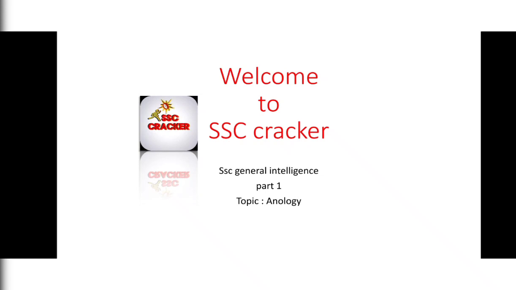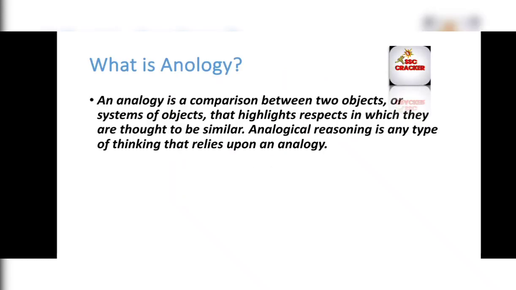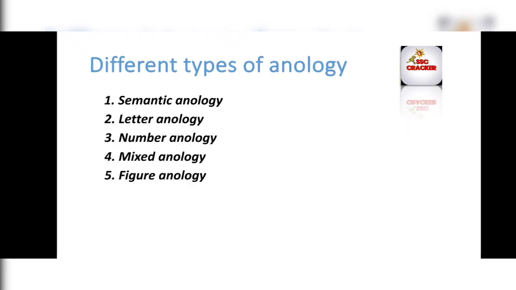Then here we go. An analogy is a comparison between two objects or systems of objects that highlights respects in which they are thought to be similar. Analogical reasoning is any type of thinking that relies upon an analogy. There are 5 types of analogy. They are semantic analogy, letter analogy, number analogy, mixed analogy, and figure analogy. Let's move on to the first section.